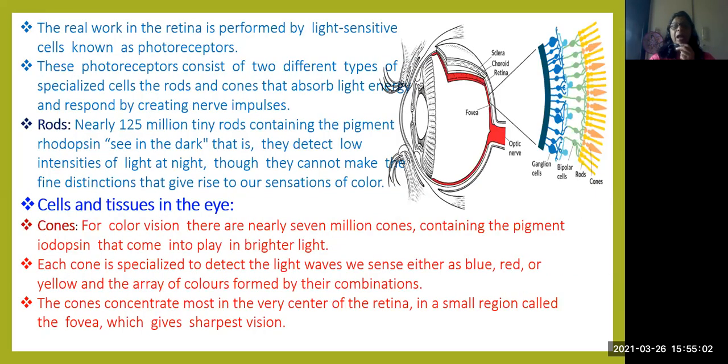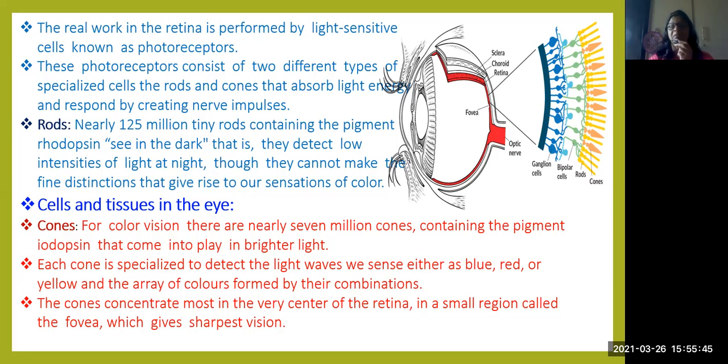Okay. And the real work in the retina is performed by light sensitive cells called photoreceptors. Already we told that. These photoreceptors are of two types. What are the two types of photoreceptors? Rods and cones. Rods are very pale in color, cones have a little bit of colored pigments. So here, when you go through the two types of cells, first the rods. How many rods are present?